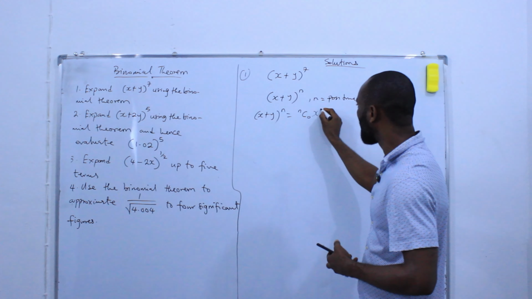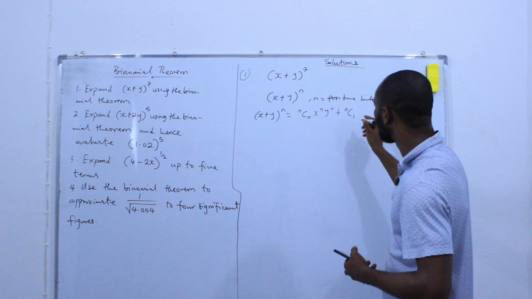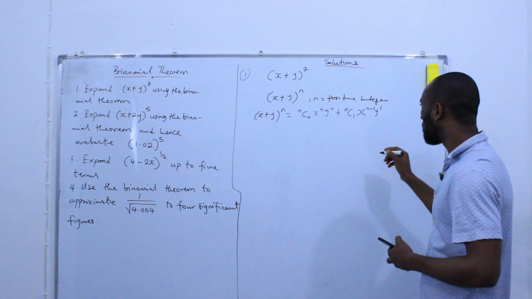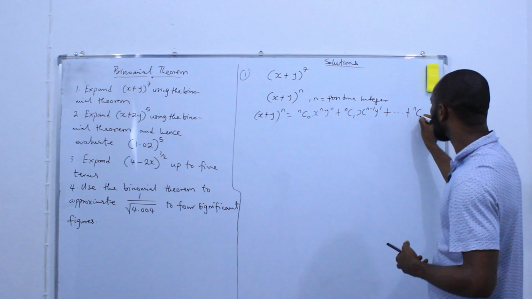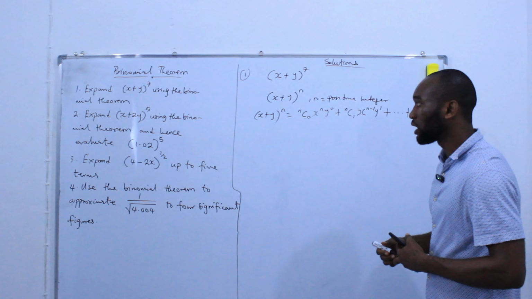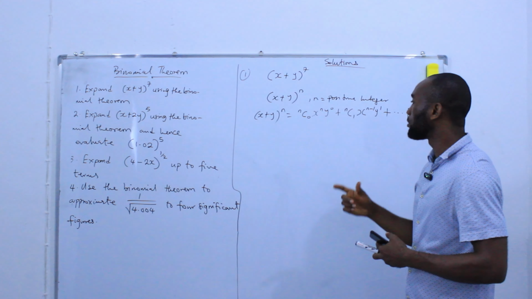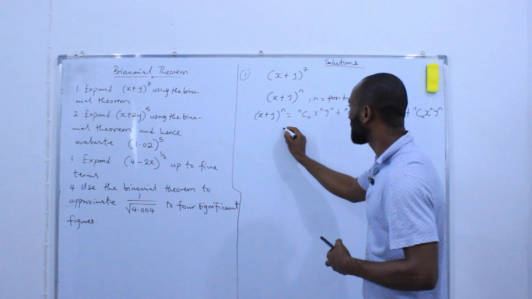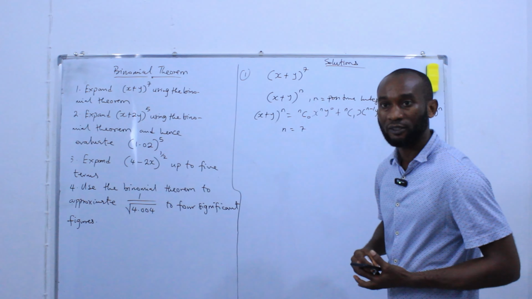We have x raised to power n, y raised to power 0, plus nC1, x raised to power n minus 1, y raised to power 1. We continue in that manner until we have nCn, x raised to power 0, y raised to power n. This formula works only when n is a positive integer. So right here we have n as a positive integer, n here is equal to 7. So we're going to make use of the binomial coefficient.